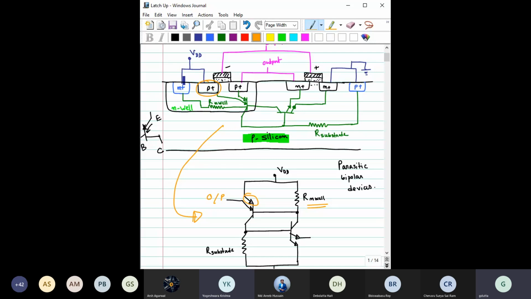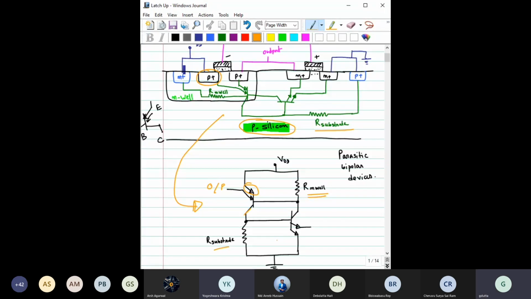So here we should have one more, this is PNP, one more P region. So this is that P region. Now this P region is connected through one resistance R substrate to ground, right? So this is that P region, through R substrate, it is now connected with ground, right?